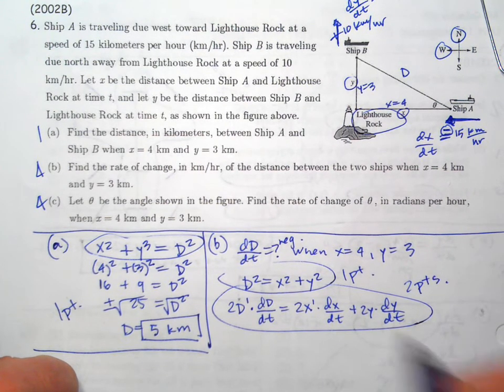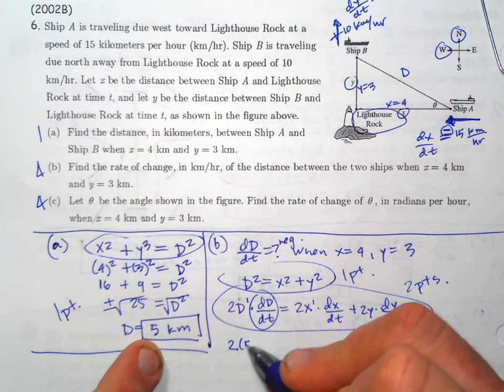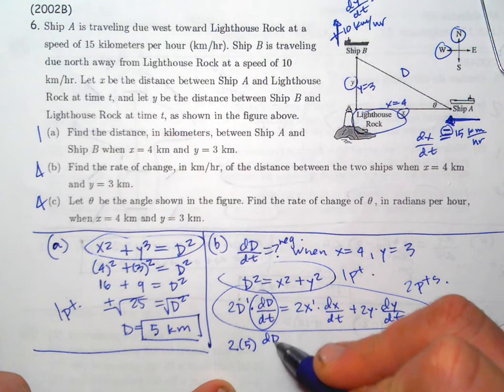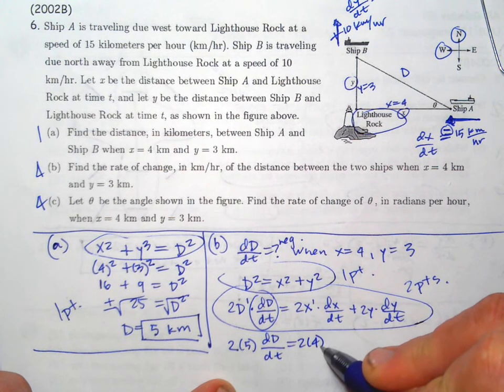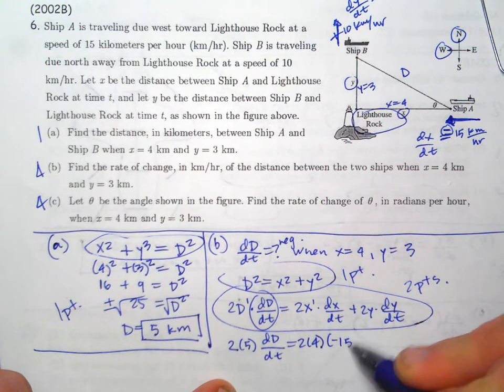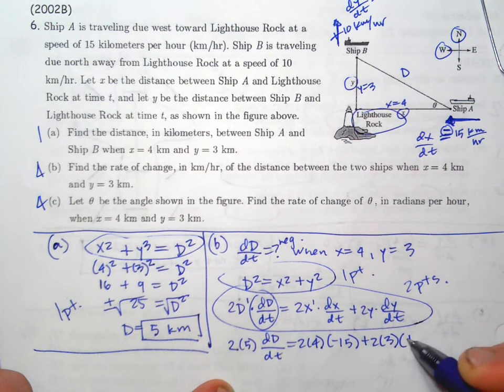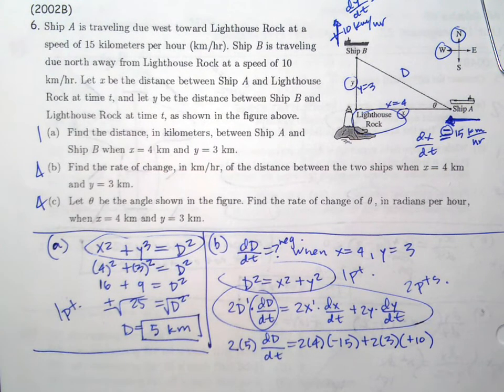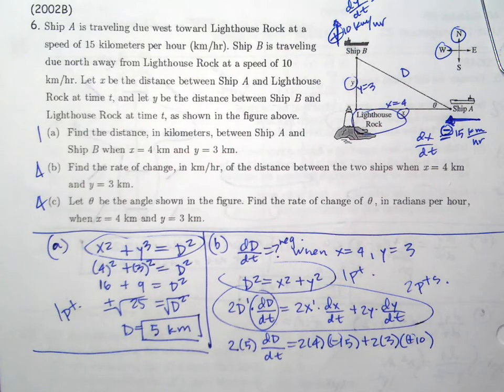And now we want to find dD/dt. So this is where the 5 comes in. And we have x is 4 and dx/dt was negative 15. You've got to put the negative. Plus 2 times y is 3, dy/dt is positive 10. So whenever I put rates in, whenever I draw them, label them, write them down, I always purposely put a plus or minus in front of them just to make sure I don't miss that. It's an easy mistake to miss.